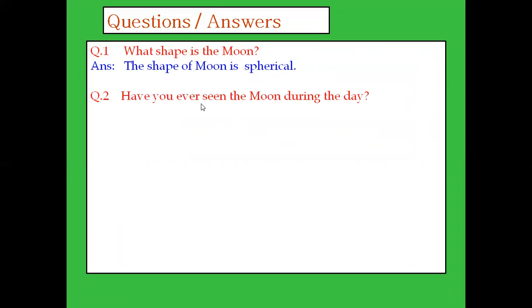Question number 2. Have you ever seen the moon during the day? Answer. It cannot be seen in the day. Because in the day we can see the sun, but we cannot see the moon. So the answer is, it cannot be seen in the day.